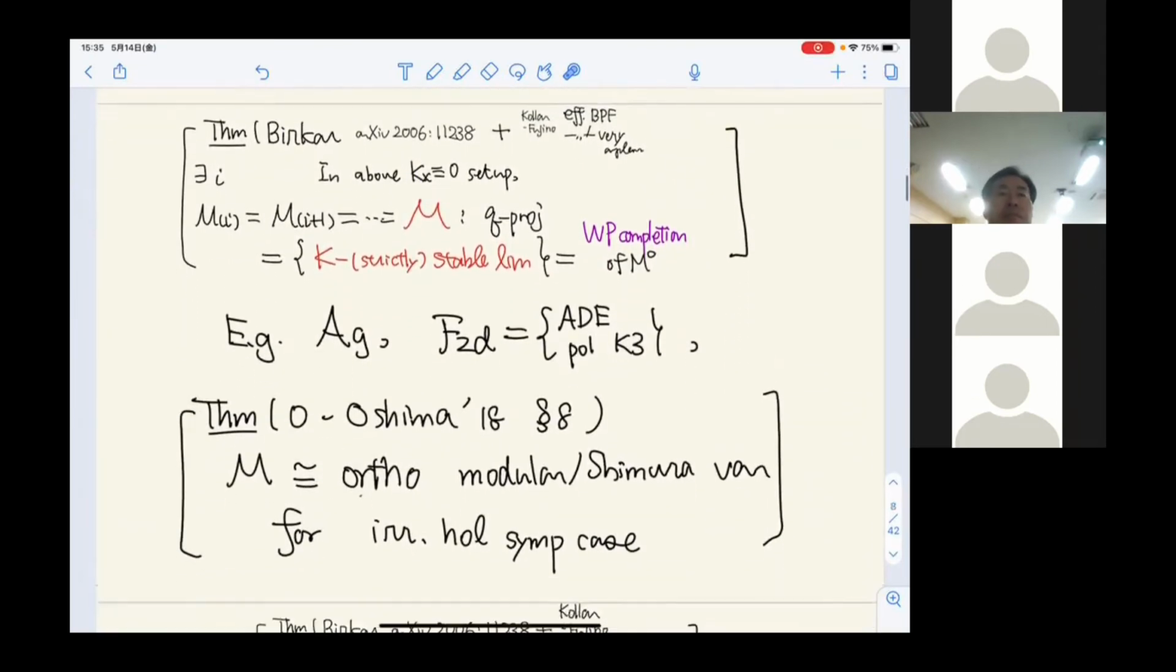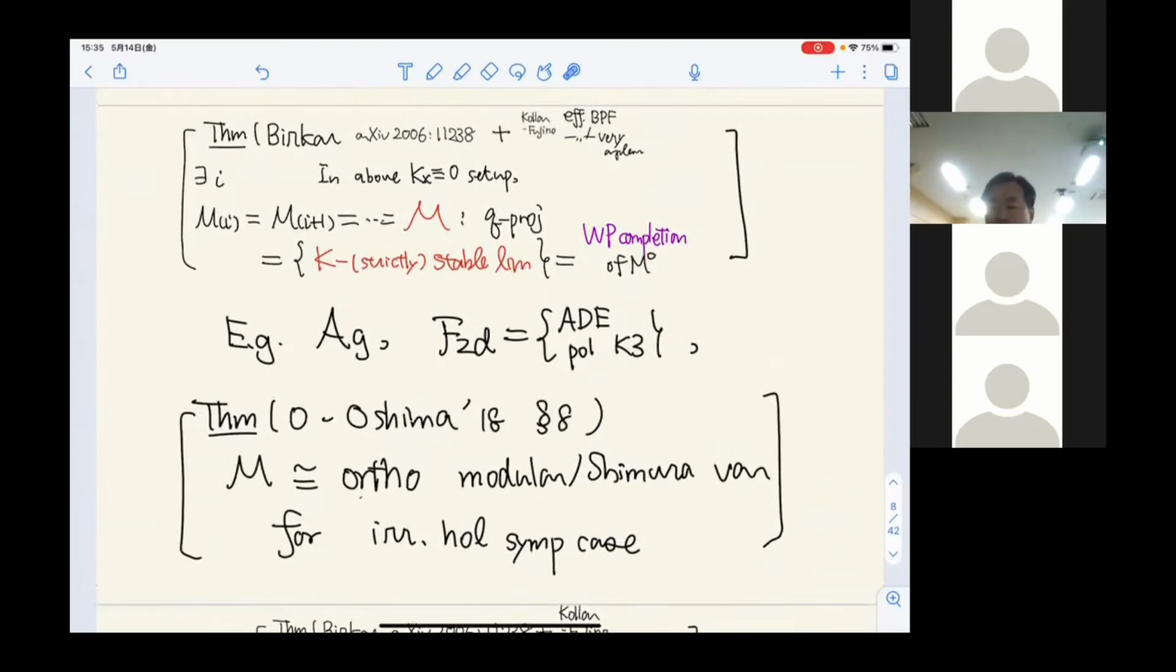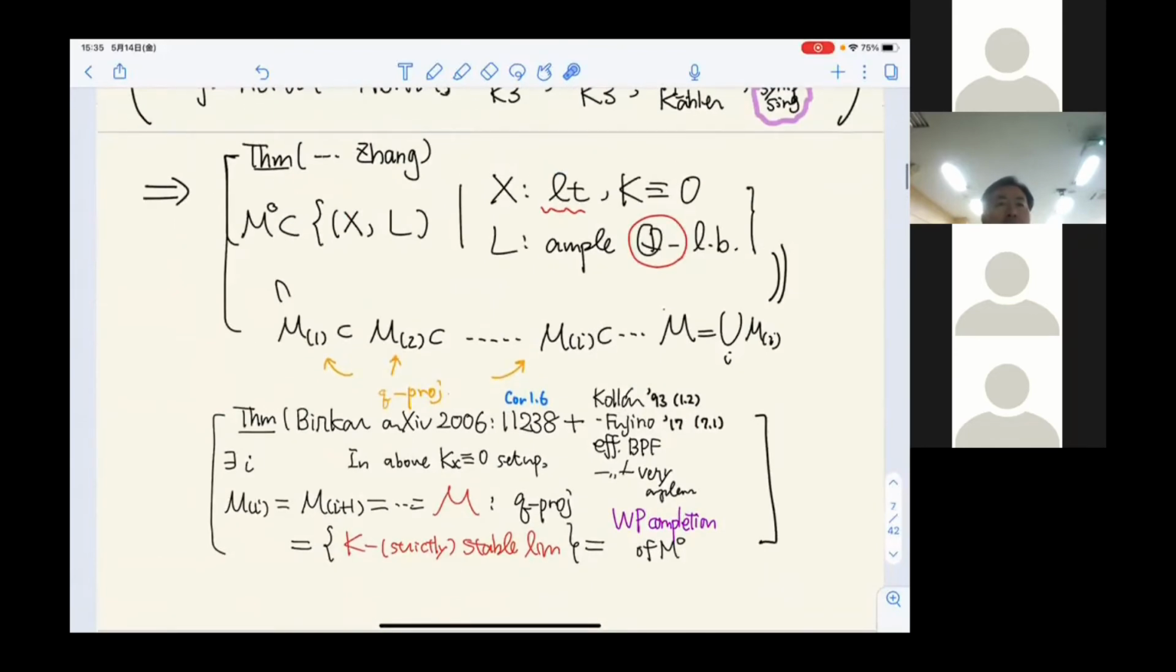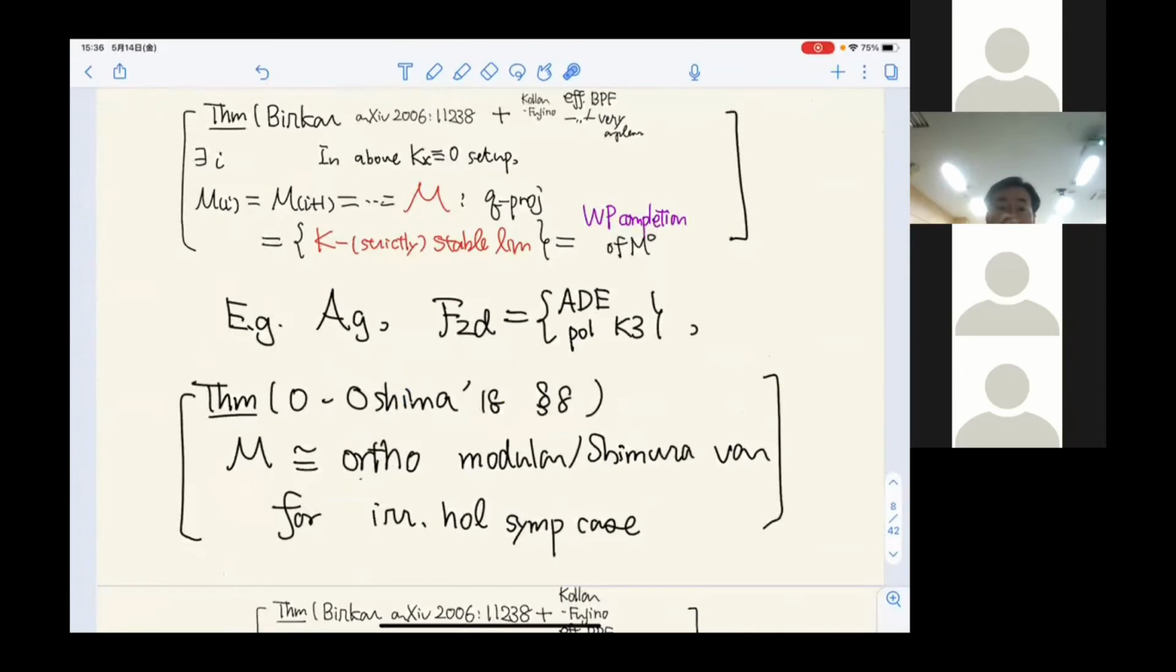As a result, we have a canonical partial compactification, which is quasi-projective. What I'm saying is that this should stop at some point. From some point, these should all be equal. And these are quasi-projective by the work of Birkar. So we have a quasi-projective compactification, which is a compactification with respect to the Weil-Petersson metric.